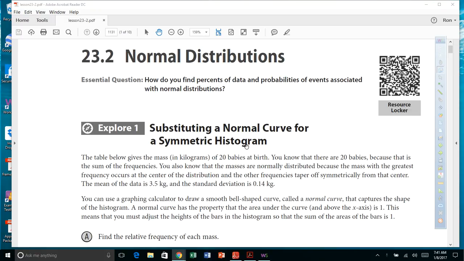Lesson 23.2, Normal Distributions. How do you find percents of data and probabilities of events associated with normal distributions?